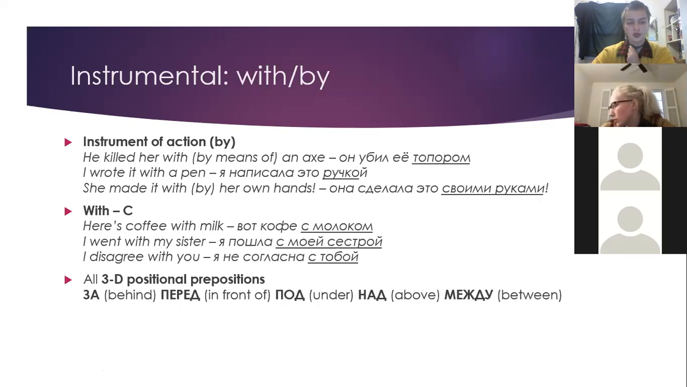Another super common usage is the preposition с, with. Вот кофе с молоком. Here's coffee with milk. I went there with my sister. Я пошла с моей сестрой. Or even things like, I disagree with you. Я не согласна с тобой. Or I'm arguing with you. Я спорю с тобой.